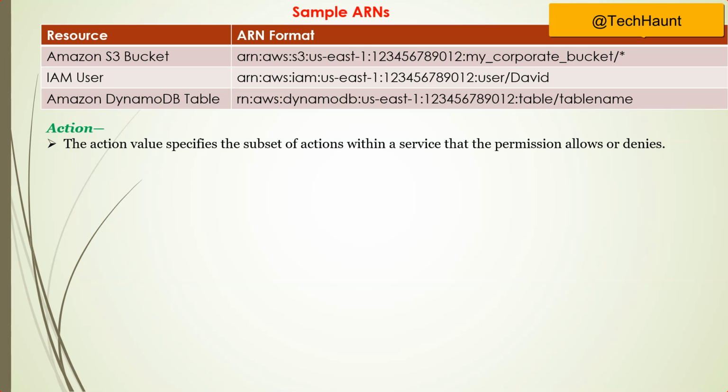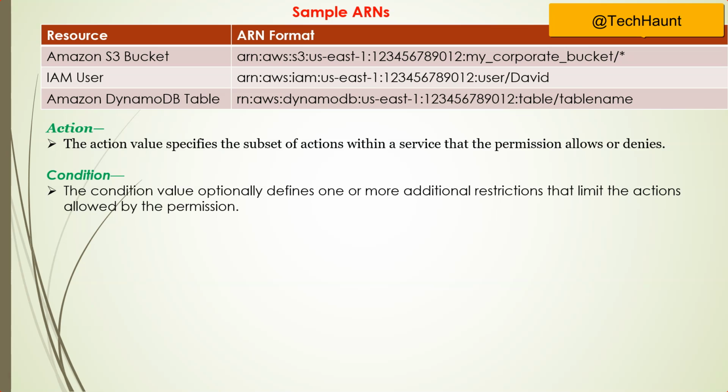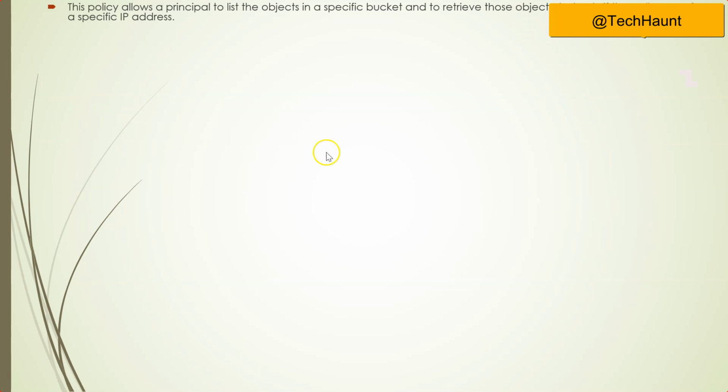Action: the action value specifies the subset of actions within a service that the permissions allow or deny. Condition: the condition value optionally defines one or more additional restrictions that limit the actions allowed by the permissions. So let's take a look at how a policy looks in AWS.